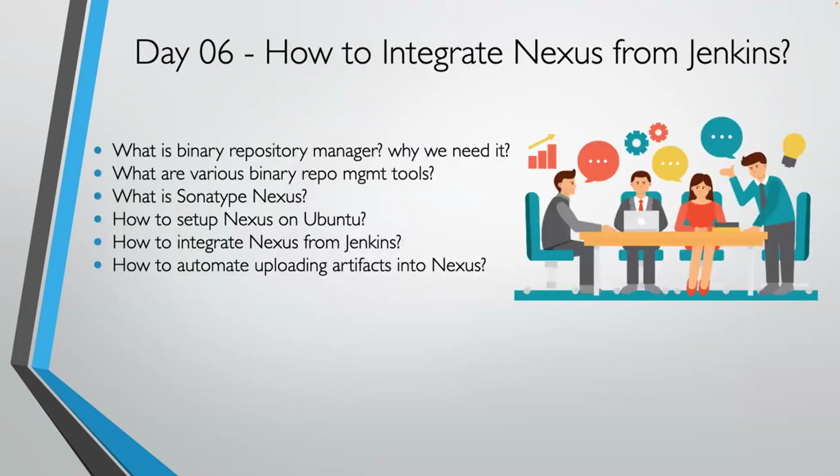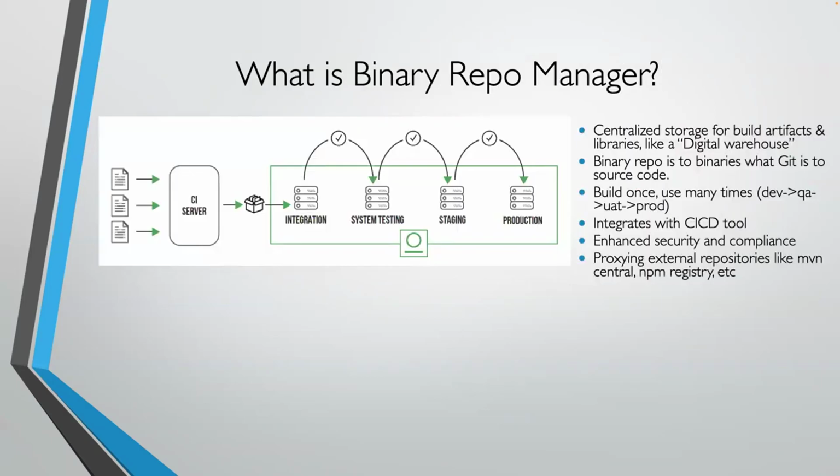So let's quickly go through the agenda. We are going to learn what a binary repository manager is and why we need them, what the various binary repository management tools out there in the market are, what Sonatype Nexus is, how we can set up Nexus on Ubuntu, how we can integrate Nexus with our Jenkins build job, and how we can automate uploading our build artifacts into Nexus. That is exactly what we are going to learn as part of this lecture. So let's get started.